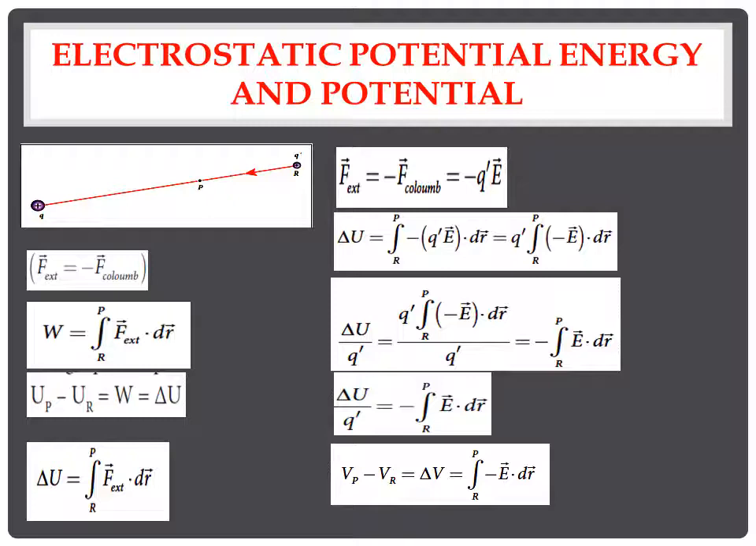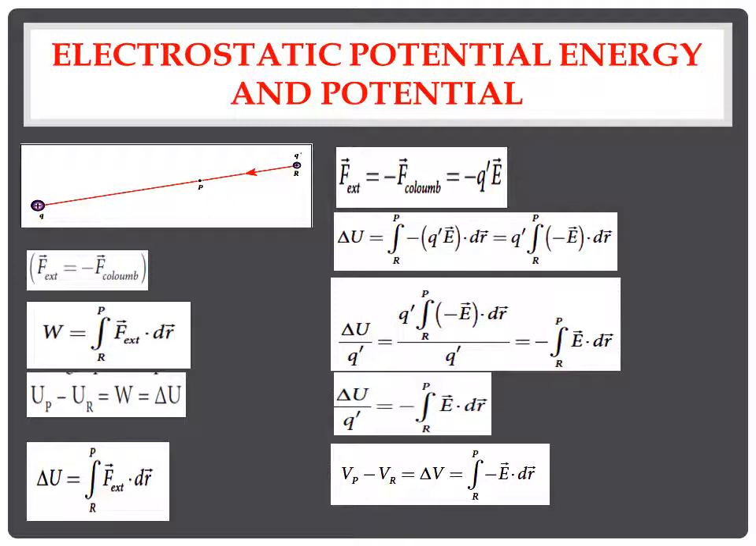Now, del U is nothing but integral of F external dr vector. Now you know F external is equal to minus F Coulomb, which is equal to Q dash E, because F is equal to Q into E. So we write it as minus Q dash into E. Substitute the value within the integral. So Q dash becomes constant, so it comes out. So integral of minus E dr within the limits P to R. Therefore, del U by Q dash, this is nothing but the quantity.